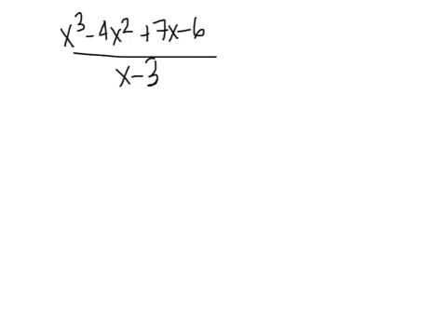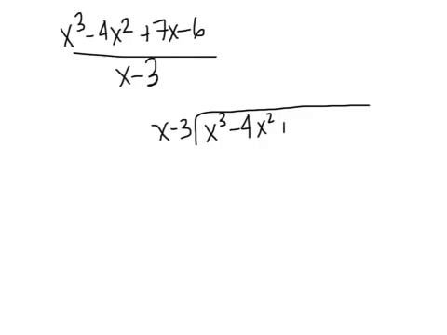So the second technique that we're going to use involves another method you might have forgotten from Algebra 2, long division. So just a little recap of how we do long division. You're going to put that x minus 3 outside and the x cubed minus 4x squared plus 7x minus 6 inside.